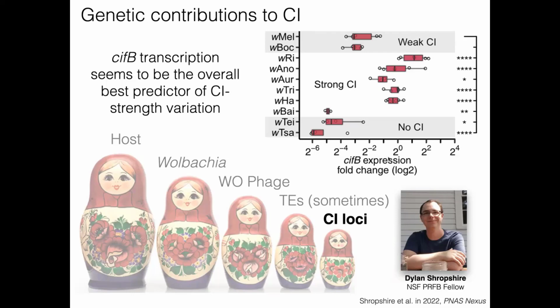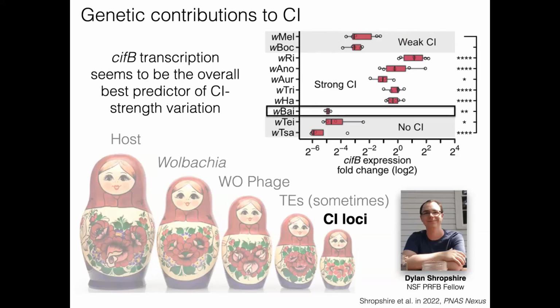And what you can see is that cifB expression tends to be a good predictor of how strong CI is. So for variants where we get no CI, and I should say by no CI, I mean not statistically significant CI. When you look at the crosses, you tend to see non-significant reductions in egg hatch, for example, for his most recent crosses. But again, we have other crosses where it is significant, but it's always very weak. You tend to see, in this case, low cif expression. In the case of those that cause weak or intermediate levels of CI, you tend to see a little higher cifB expression. And then the highest cifB expression Dylan sees for those variants that cause the strongest CI.